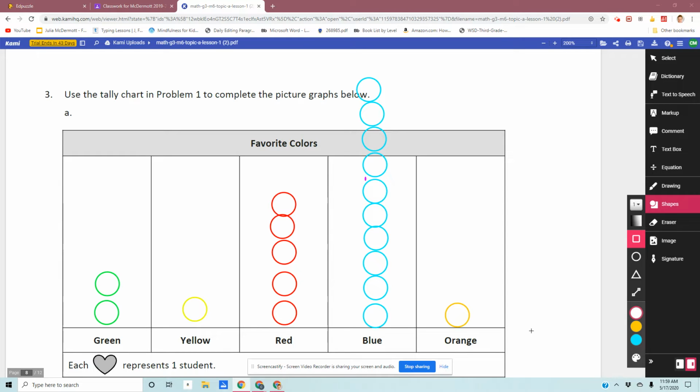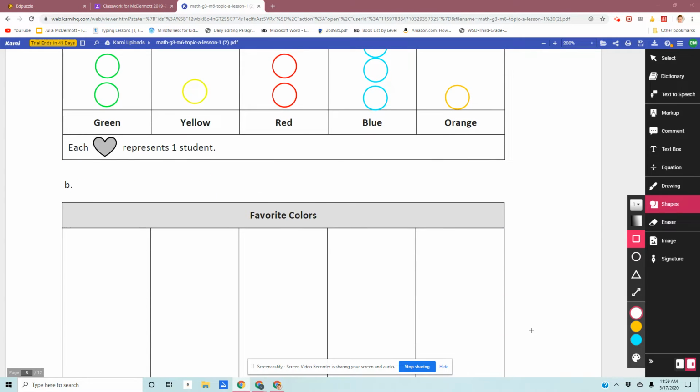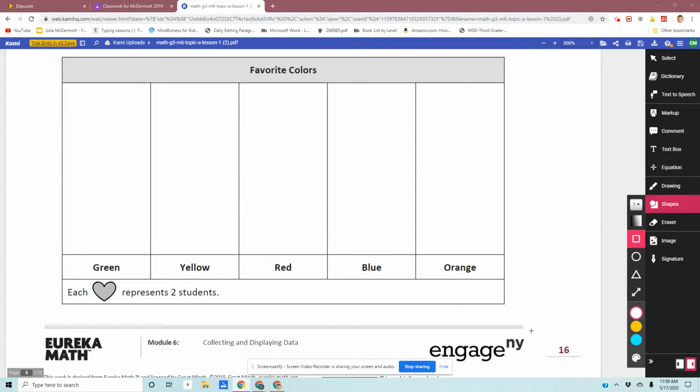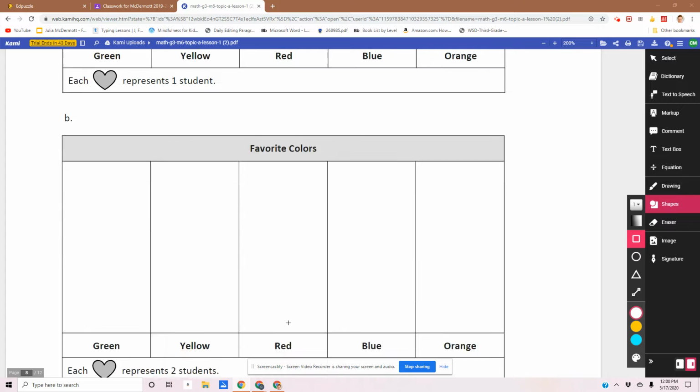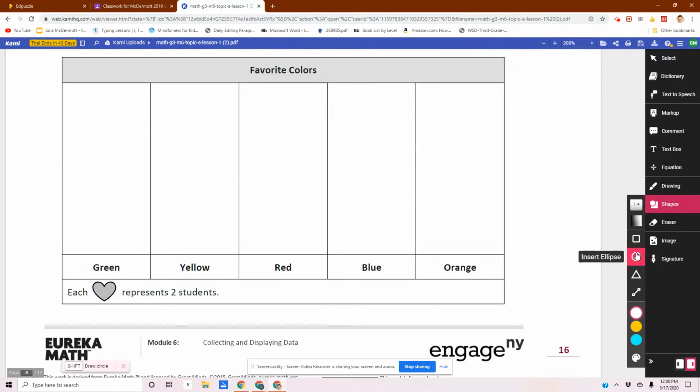Now we're going to make another picture graph. But in this case, look at the key. I'm going to use circles, it's just easier for me on the computer to do it that way, to represent each student. But I have to be careful because each circle that I create is going to represent 2 students. So if I look at my information above from before, green had 2. So in this case, I'm going to make green circles to represent how many? And I will just have 1 since that means 2.